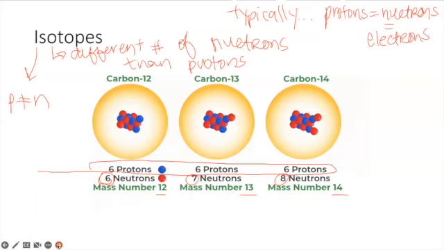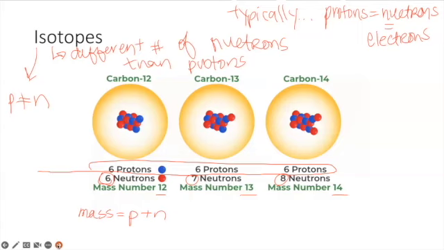So if you remember me saying that protons and neutrons were heavy in comparison, well, that's because together they contribute to the mass. So P plus N equals the mass. So if we look here, 6 protons plus 6 neutrons, oh, it has a mass number of 12. Carbon-13 has 6 protons, but 7 neutrons, and a mass number of 13.